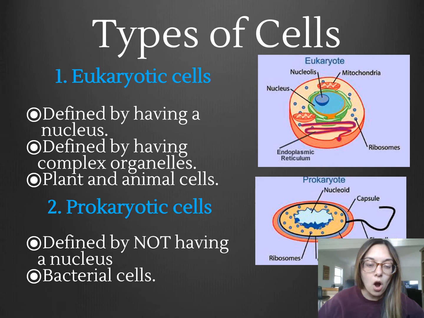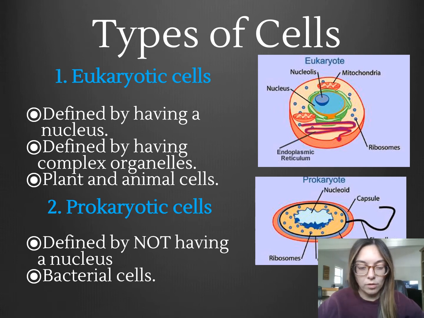Okay, second are prokaryotic cells. They do not have a nucleus, so their DNA is just floating in the cytoplasm. And the example of this would be bacterial cells. Right? They also do not have any membrane-bound organelles. All of their organelles are floating in the cytoplasm.